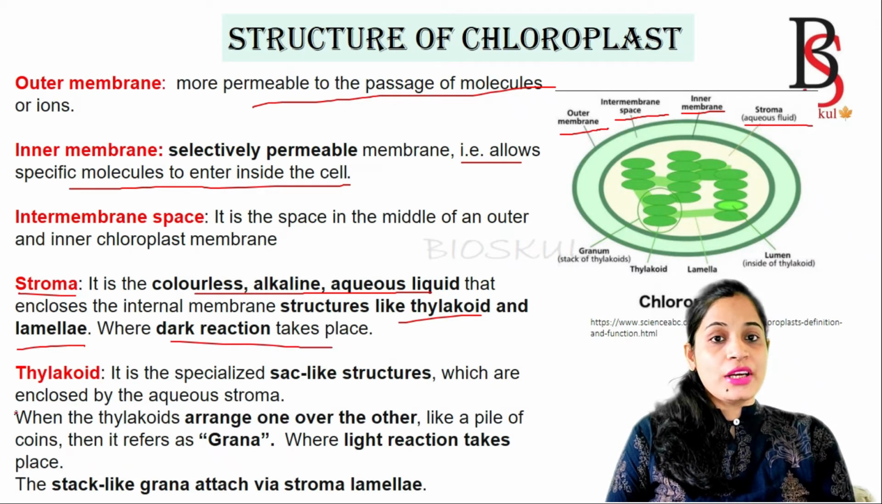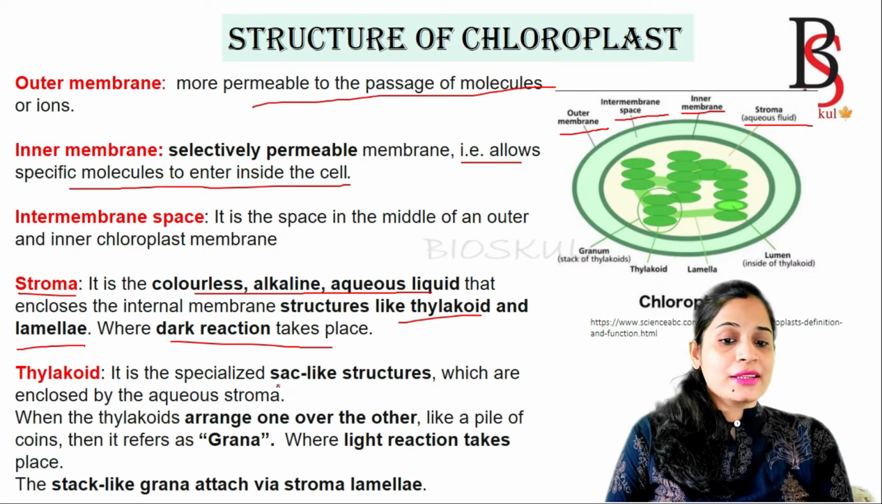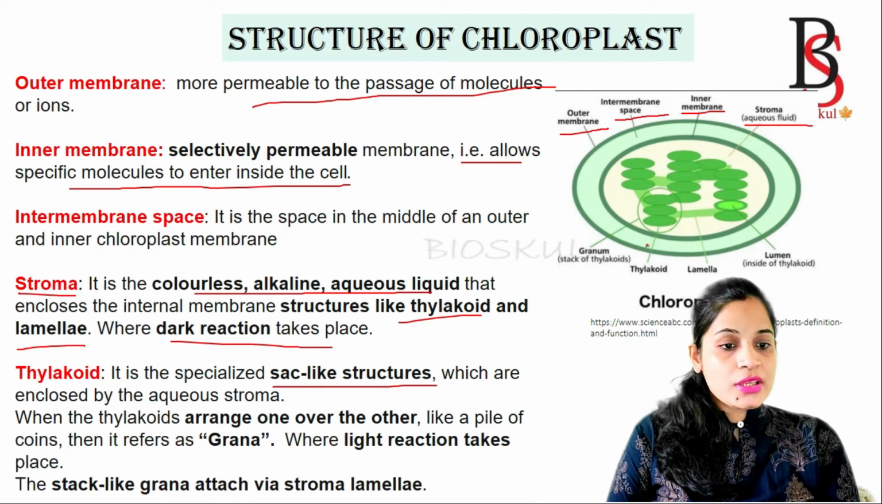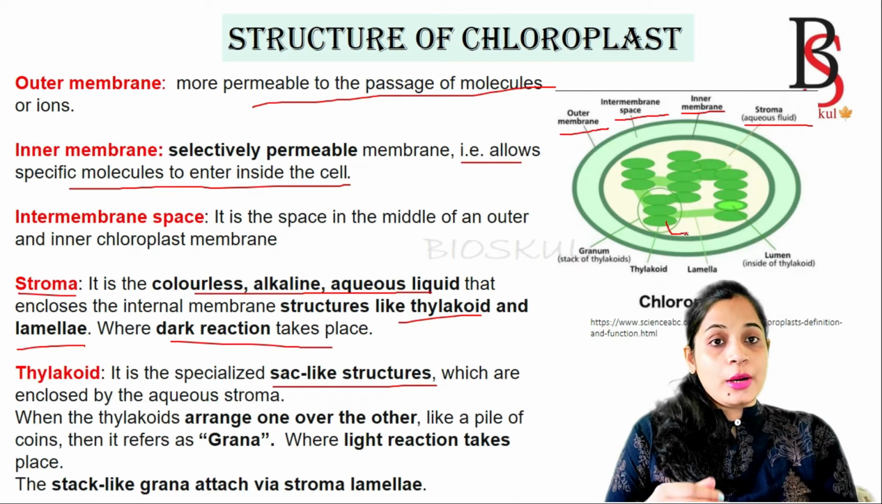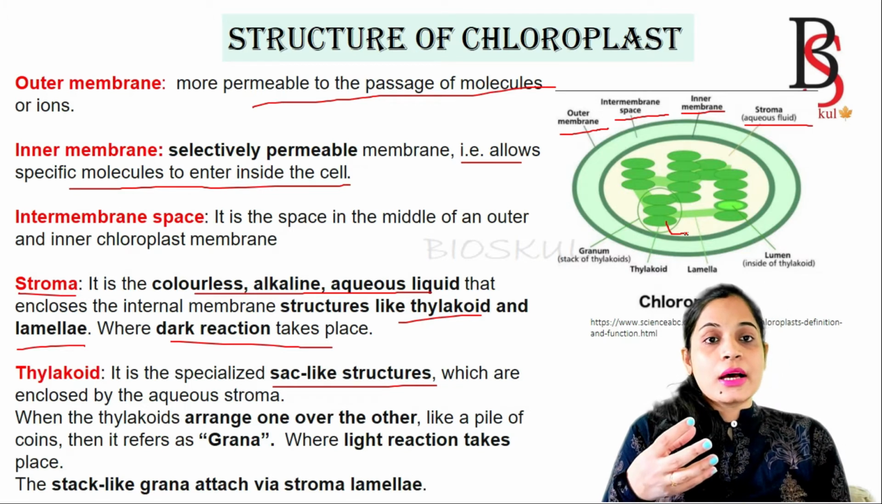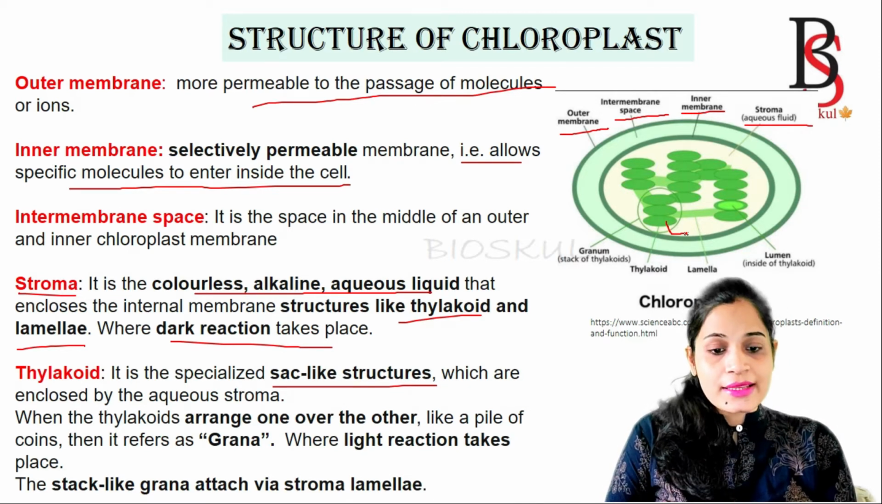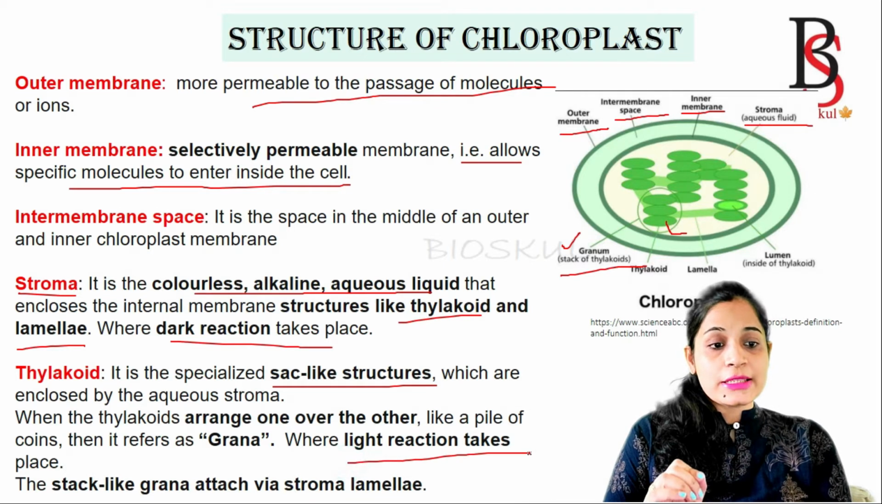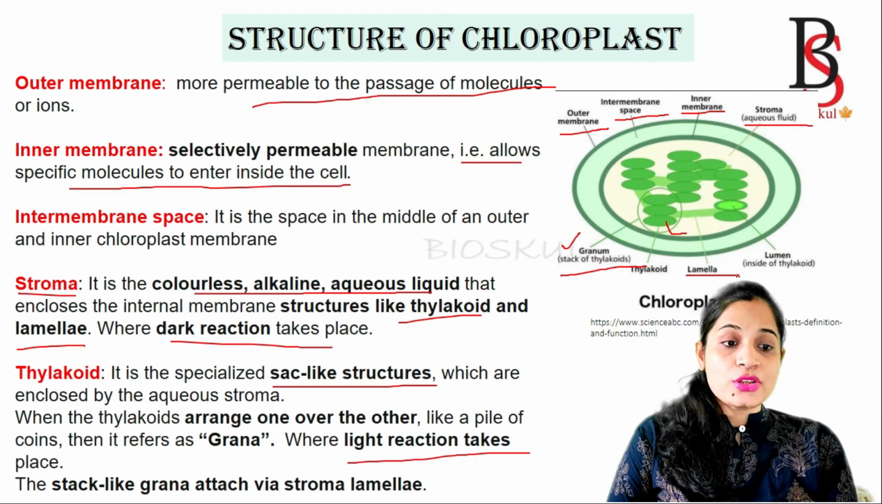Then the next component is the thylakoid. The thylakoids are specialized, sac-like structures which are enclosed by the stroma. So these are the thylakoids. Each one is known as a thylakoid. But when the thylakoids are arranged one over the other, like piles of coins, that is known as grana. The stack of thylakoids is known as the grana, where the light reaction of photosynthesis takes place. The grana are attached by stroma lamellae.